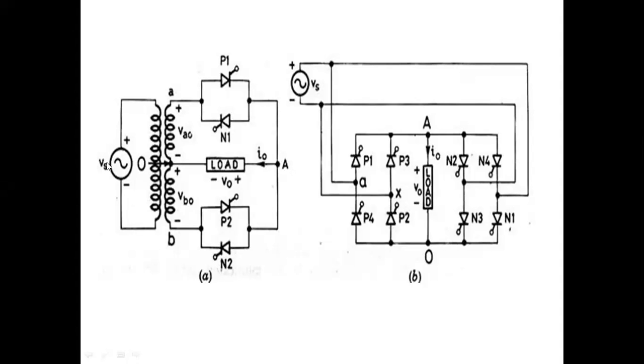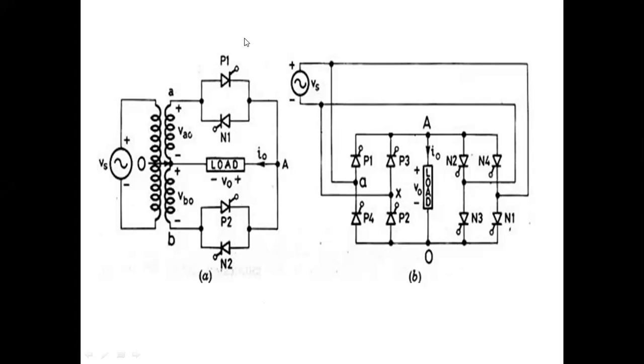That means during the positive cycle of the supply voltage, P1 and N2 are forward biased. N1 and P2 are reverse biased. Please remember this point: during the positive cycle of the supply voltage, only P1 and N2 are forward biased.